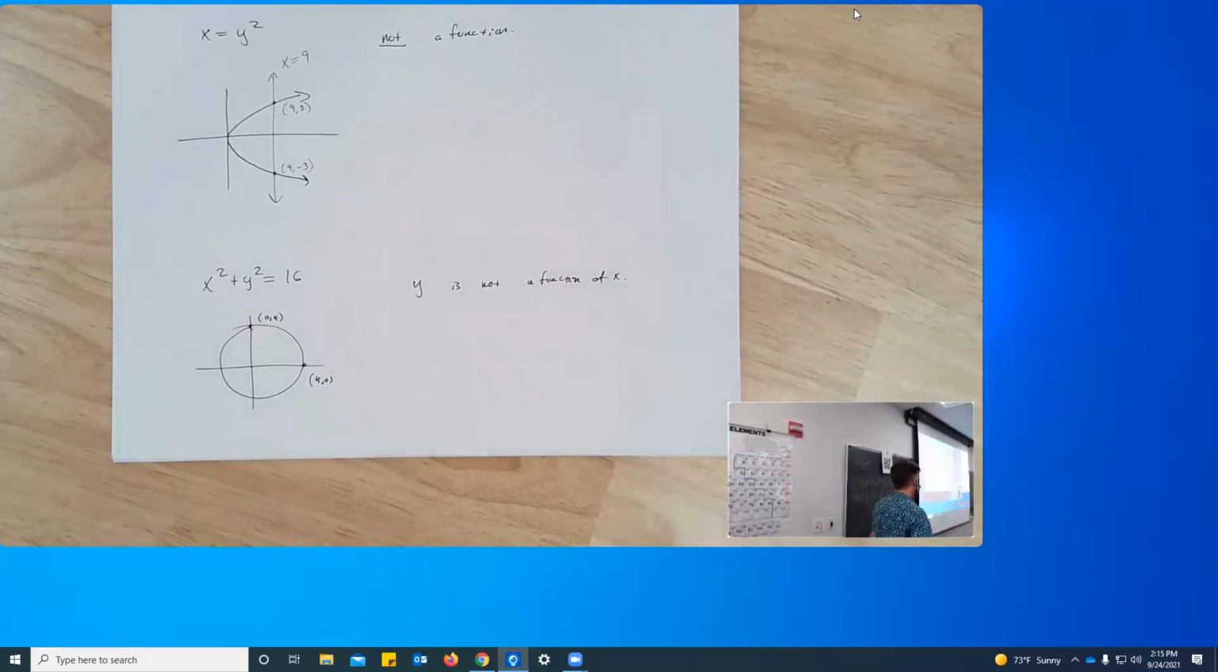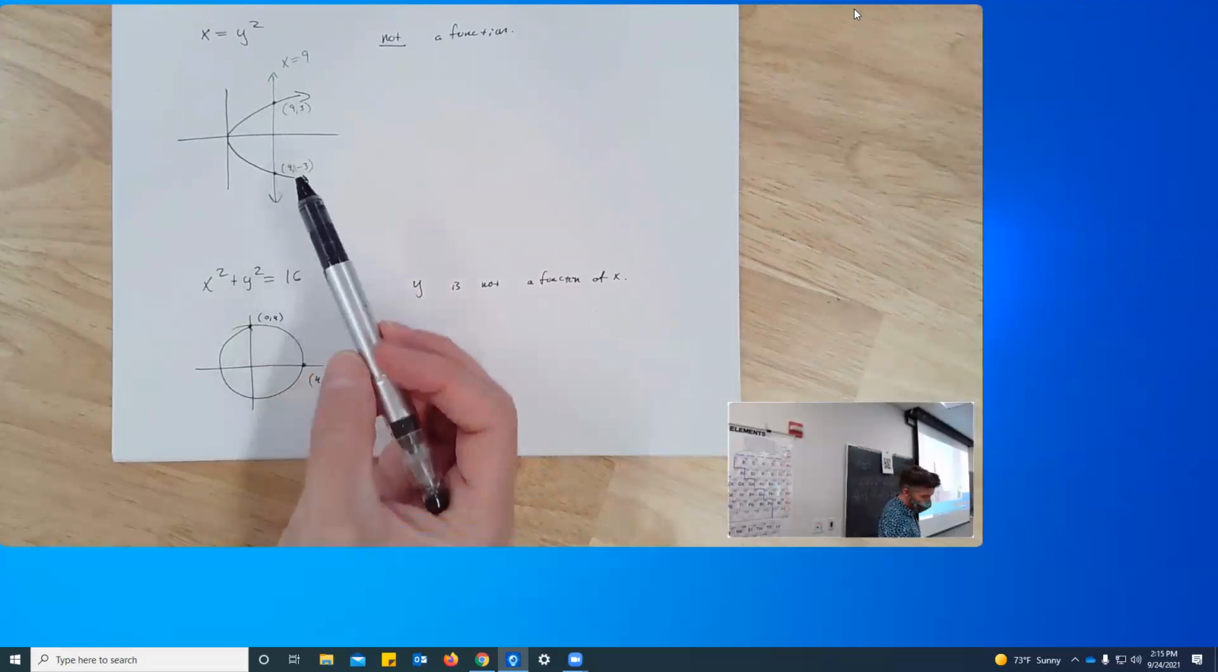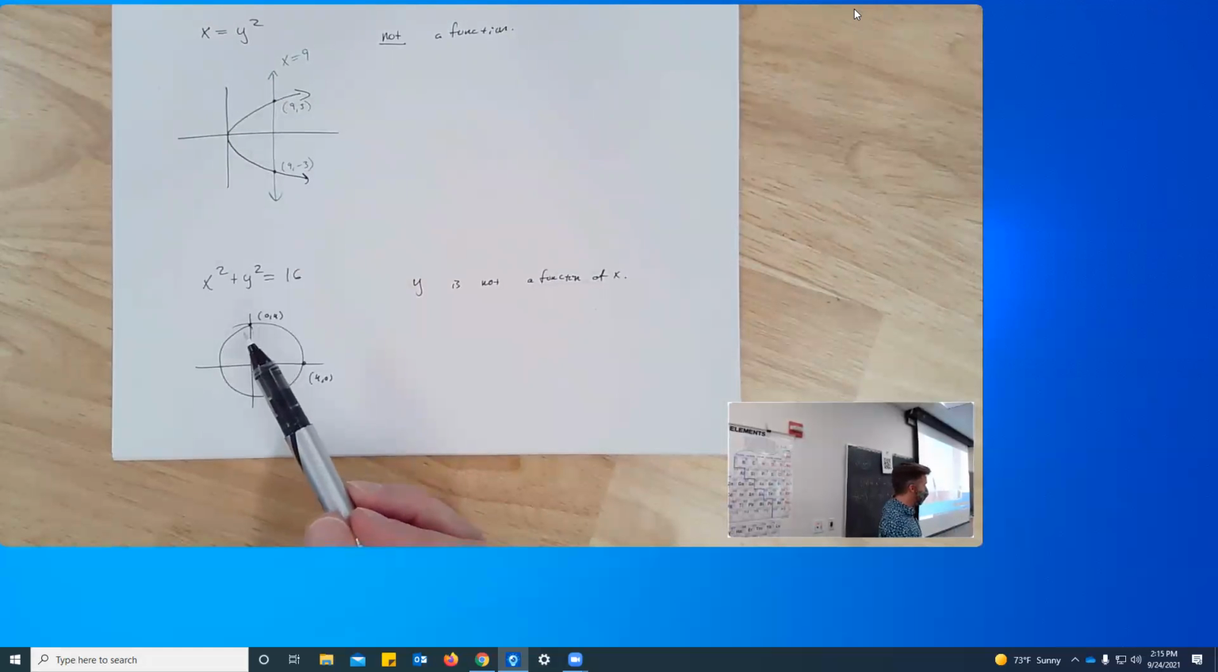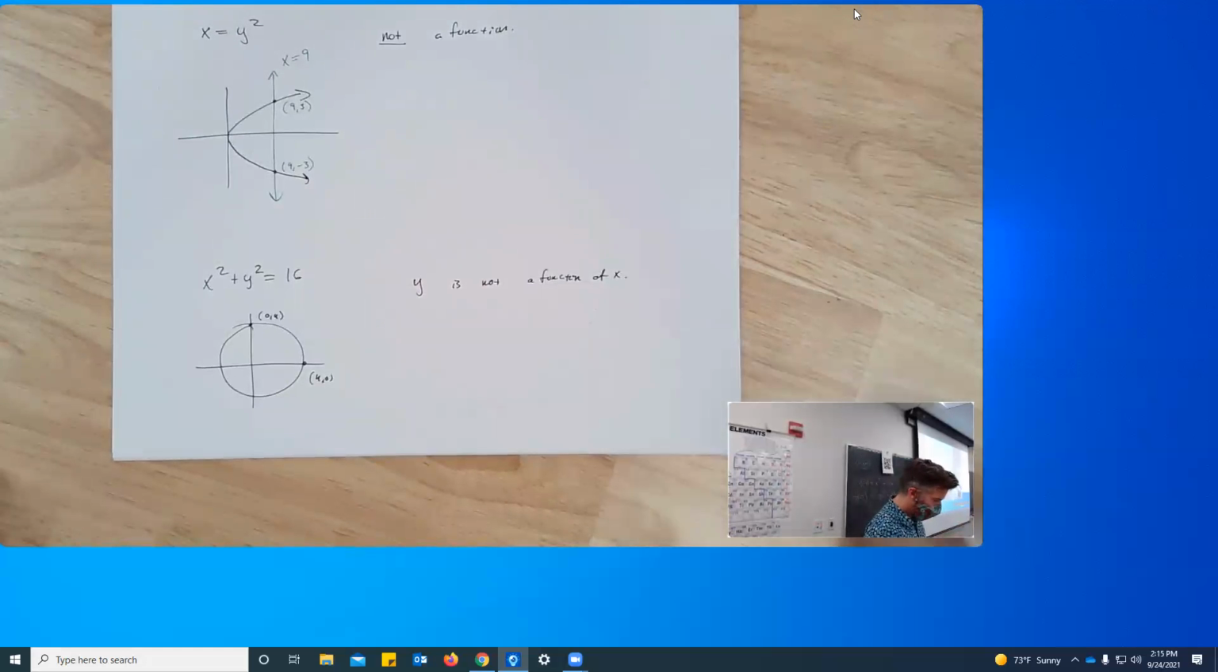It doesn't pass the vertical line test, and really, not passing the vertical line test literally means the same thing as some inputs having more than one output. If you're not passing the vertical line test, there's an X value, like X equals 9, that has two different Y values associated to it. That's the same thing as what I'm saying, right? You have one input and two outputs, and that doesn't work.